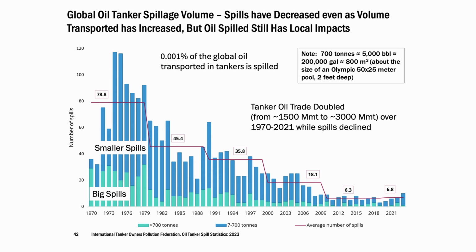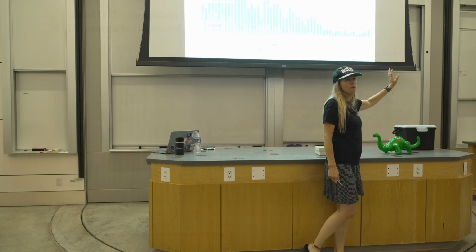All right, so spills. The good news is that spills have gotten better. This is just showing you shipping by ocean or water. So the green is big spills, like the Exxon Valdez, very large spills, over 700 tons. And then the blue are smaller spills. You can see we're getting better at having fewer spills, even as our oil transportation has increased. So we're spilling about 0.001% of the global oil that's transported. So that's great. But of course, even these smaller spills are going to be very impactful locally.